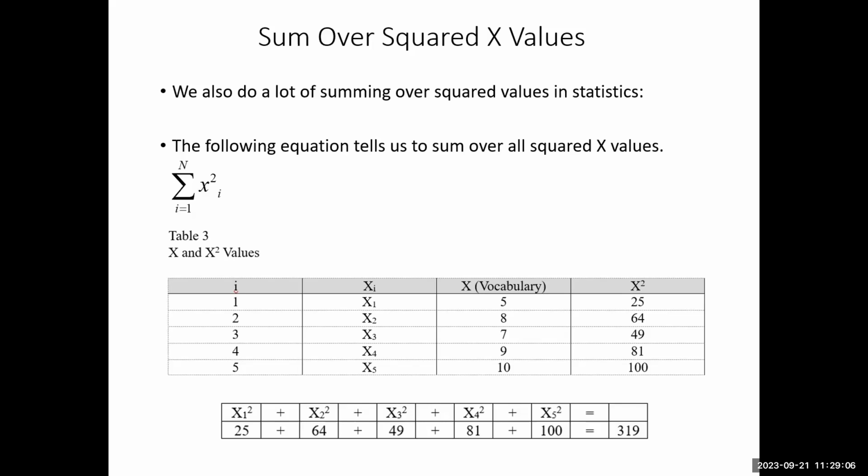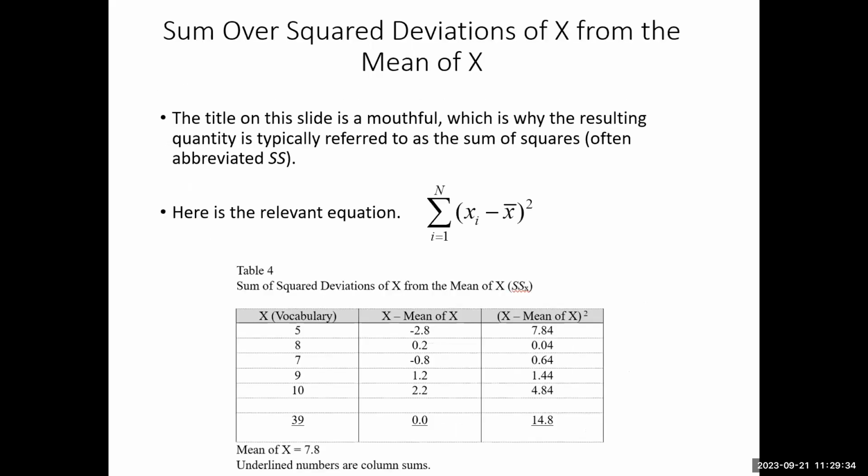Okay, so in the top row, below the header row, we see that our x value is 5, our x squared value is 5 times 5, or 25. In the next row down, our x value is 8. 8 squared is 8 times itself, which gives us 64. And then you see down below, I give the sum of the 5 squared x values gets us to a sum of 319, which is the solution in this case.